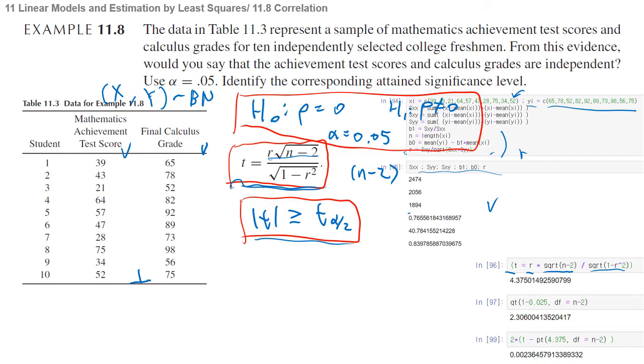And the t alpha over 2, this part is this thing. So t alpha over 2 is 2.30, and absolute value of t is 4.37, and so this absolute value of t is greater than or equal to 2.30, so we reject the null hypothesis.